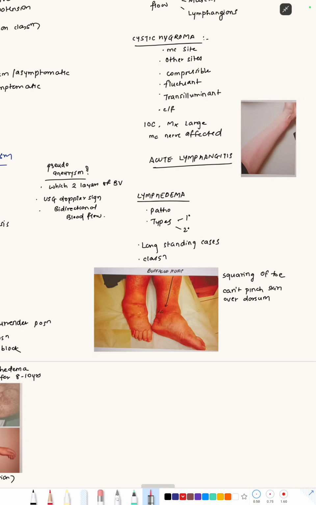So what are those skin changes? The first skin change that is denoted over here is the buffalo hump. The buffalo hump is the loss of contour of the ankle or the medial malleolus. Then squaring of toes can be seen. Then we can't pinch over the dorsum. This is called the Stemmer's sign.